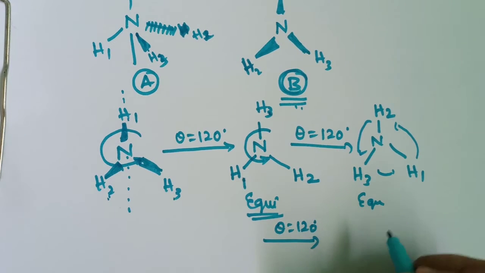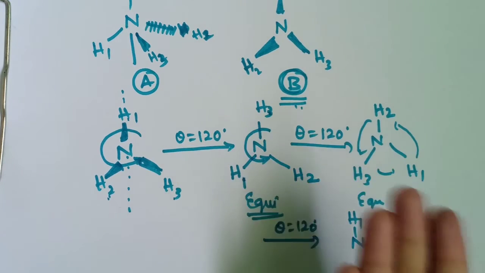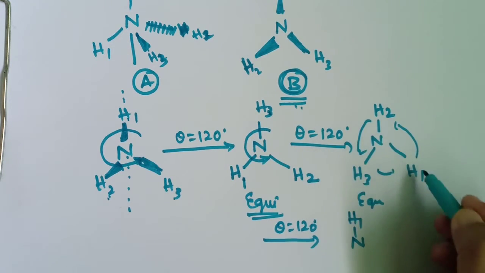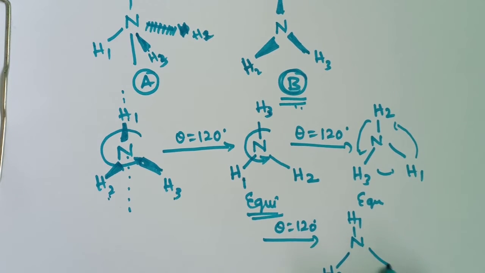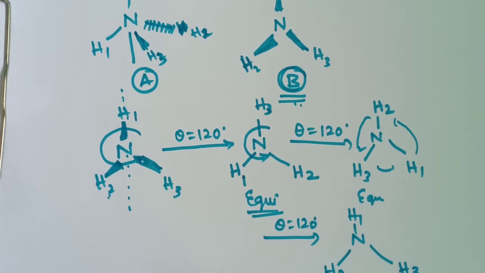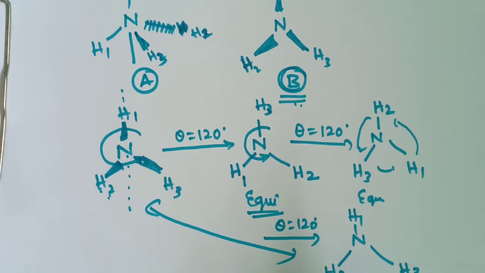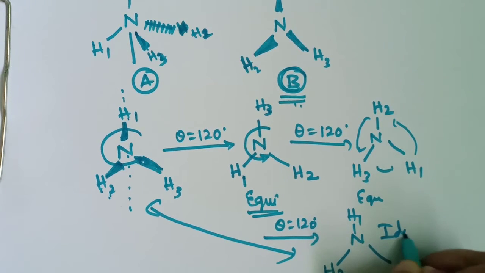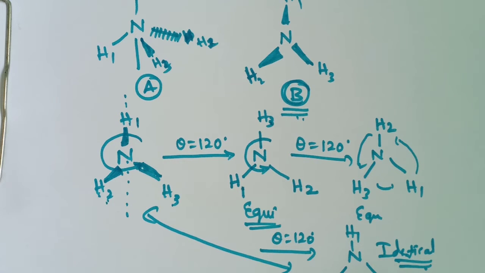So in the place of H2, what will come, students? H1. And in the position of H3, H2 will come, and in the position of H1, H3 will come. Now compare these two. These two structures are similar to each other. In the place of H1, H1; H2, H2; H3, H3. So it is the identical configuration. We have to carry out the rotational operation until we obtain an identical configuration. So now we have obtained an identical configuration.